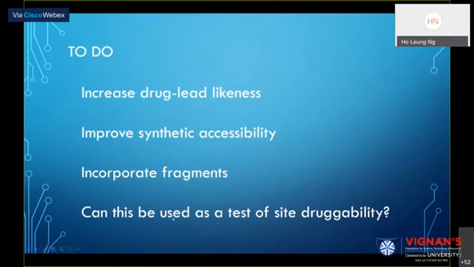And more generally, can this kind of algorithm be used as a test of the druggability of a given target site? Because this is done in an automated, relatively unbiased manner, if the computer algorithms cannot come up with a molecule that can give good binding, at least in silico binding, to a site, can we conclude that this is not a promising site for testing, and vice versa?